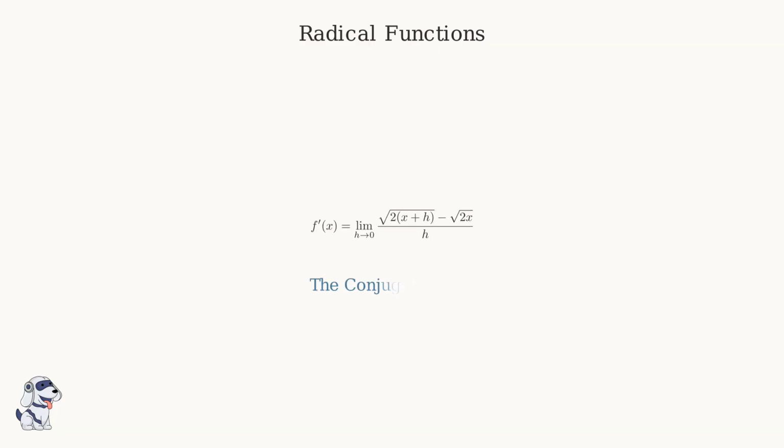When we see square roots in a derivative, we use the conjugate trick. We multiply the numerator and denominator by the conjugate of the radical expression to clear the roots. Multiplying by the conjugate creates a difference of squares in the numerator, which eliminates the square roots and reveals an h that we can cancel out.